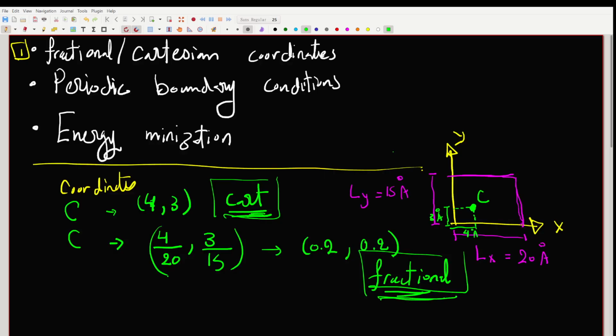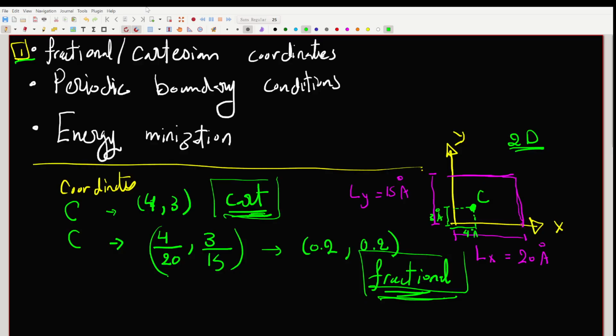Now, as I described at the beginning, while this was discussed in a two-dimensional fashion, it's easy to generalize to three dimensions where you have a z coordinate. And it's also possible to generalize it for non-rectangular symmetries, something like triclinic or monoclinic. So that is the fractional versus Cartesian coordinates.